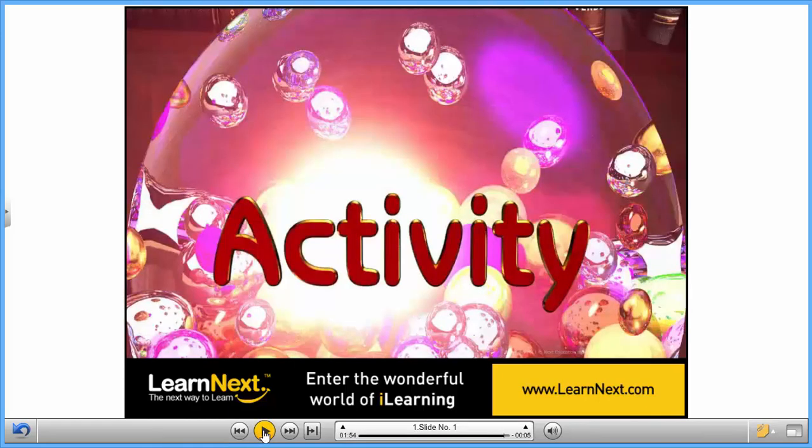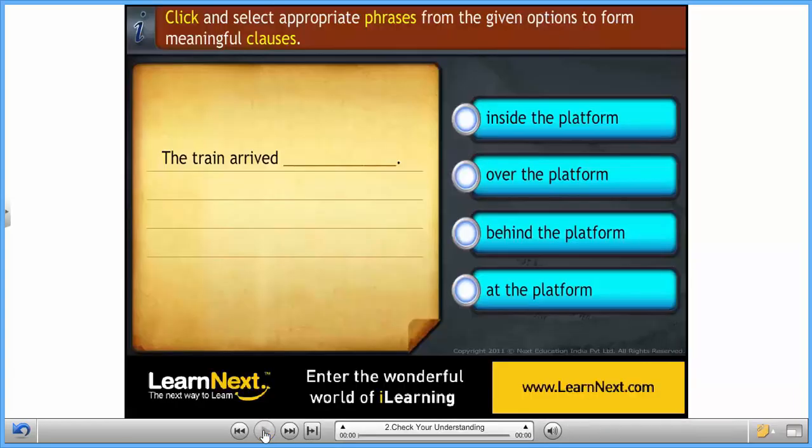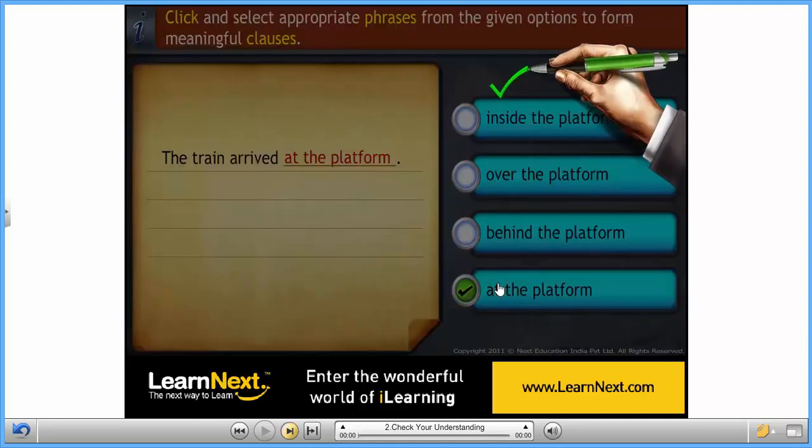After each and every lesson, there will be an activity so that whatever you will learn with the lesson, you can practice. Let us now do an activity. Here is the activity of this lesson. It says, click and select the appropriate phrase. The train arrived inside the platform, over the platform, behind the platform, at the platform. It is at the platform. Yes, that's right.